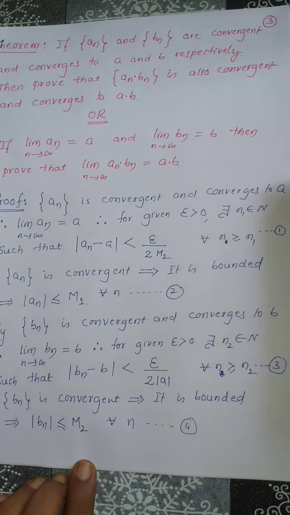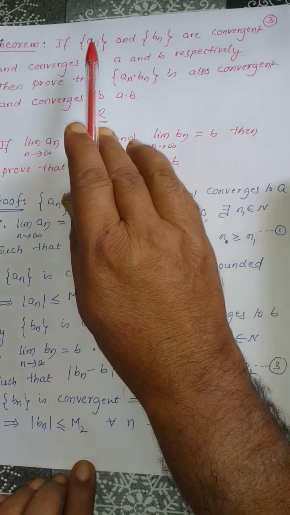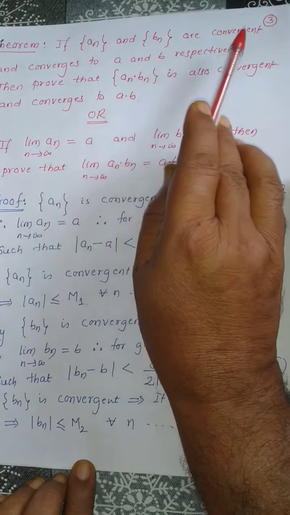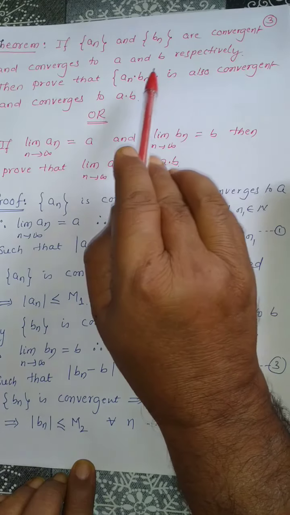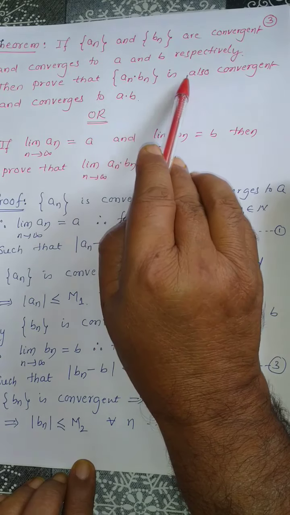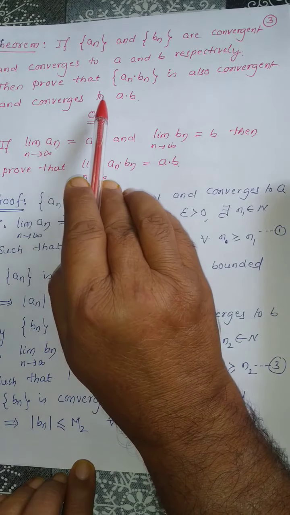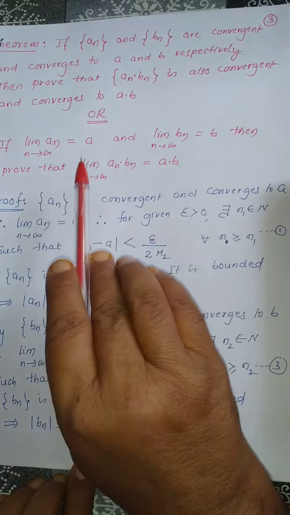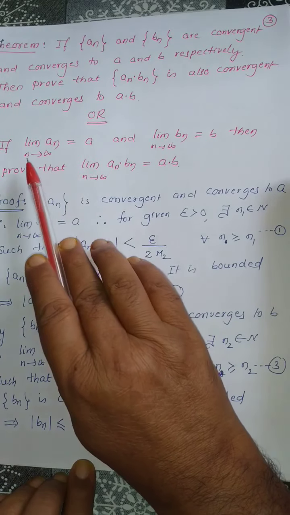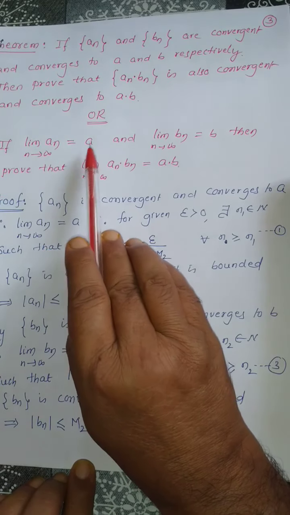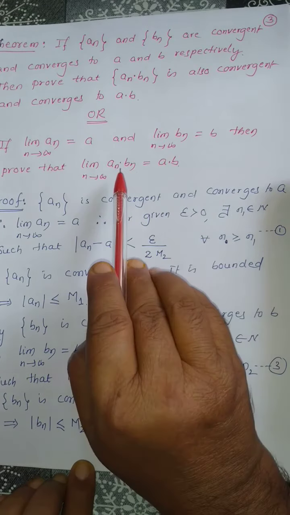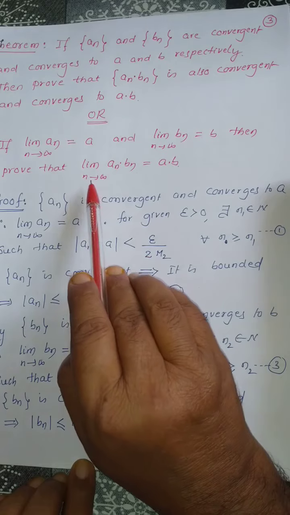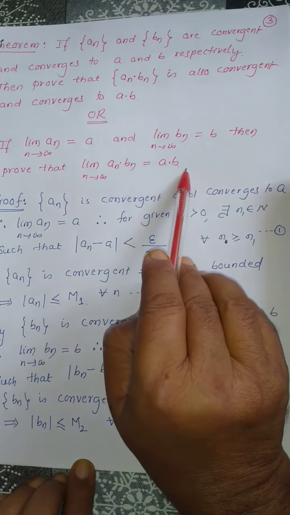Okay, the next theorem is: as an and bn are convergent and converge to a and b respectively, then prove that an into bn is also convergent and converges to a into b. Or in other words, the limit of an as n tends to infinity equals a and the limit of bn as n tends to infinity equals b, then prove that the limit of an into bn as n tends to infinity equals a into b.